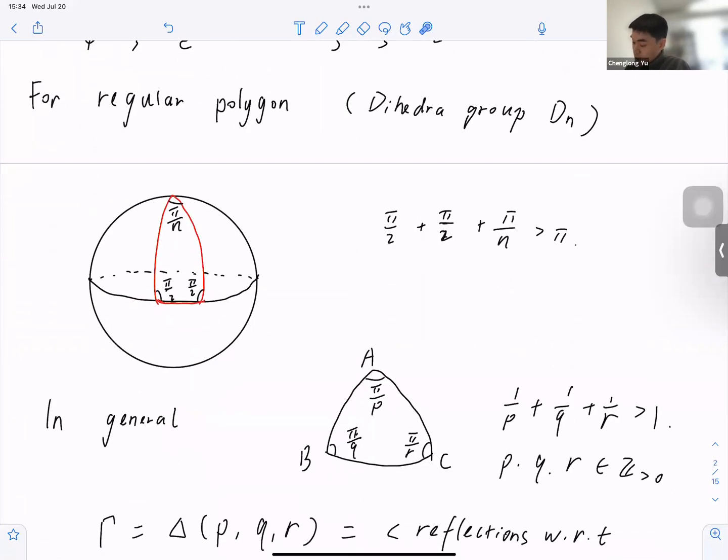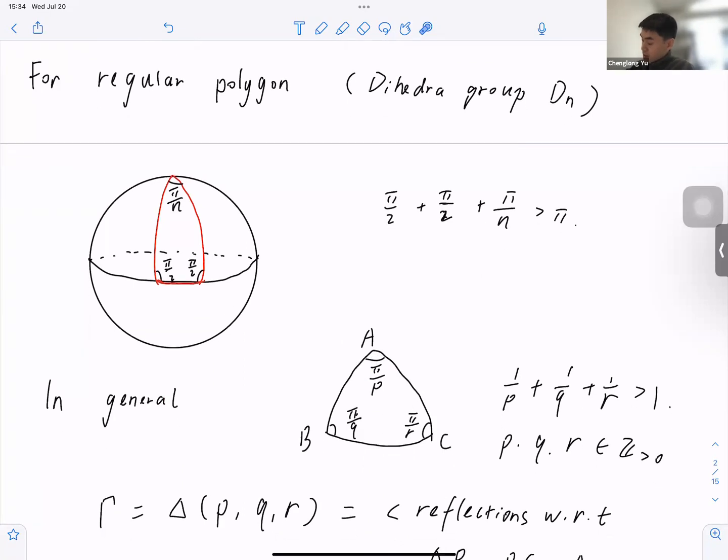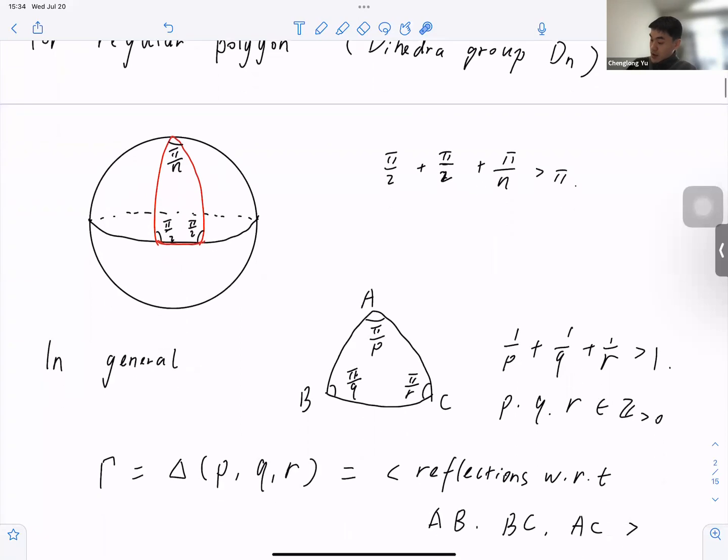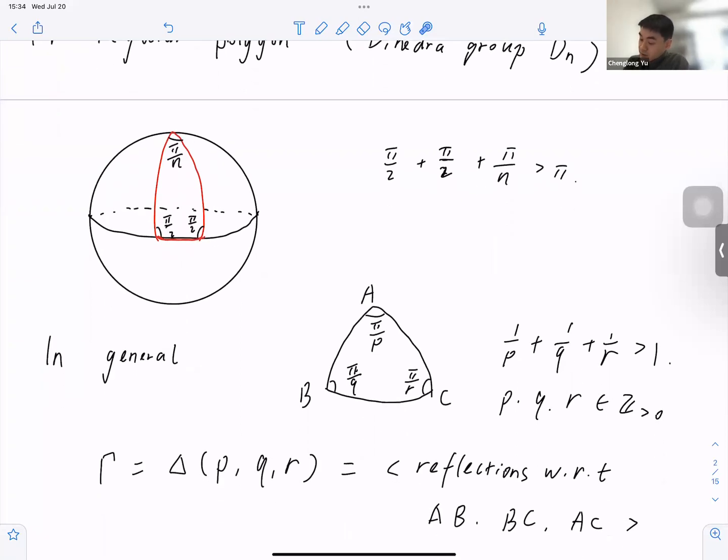To put this in a more uniform form, we can form any triangle on the sphere, but we require the angles to be pi over some positive integer. And we know that 1 over p plus 1 over q plus 1 over r is greater than 1 from Gauss-Bonnet. And the symmetry group for these geometric objects is generated by the reflections with respect to those edges, or with respect to those great circles or geodesics on the sphere.